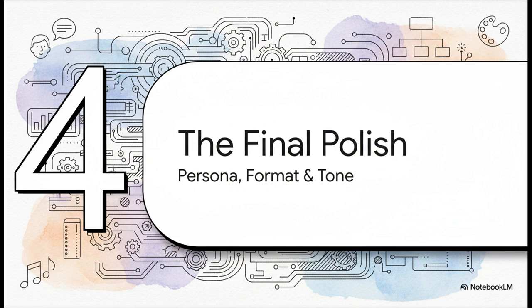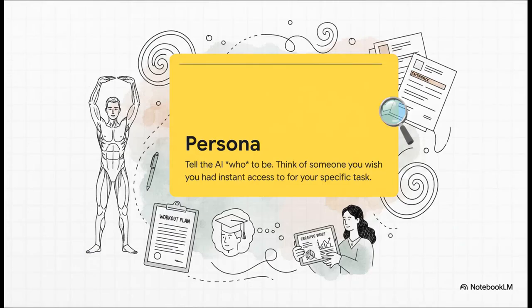These are those nice-to-haves that can really refine an AI's output and make it perfectly tailored to exactly what you need. First up is persona. This is where you tell the AI who it should be. The best way to think about this is to ask yourself, who is the one expert I wish I could talk to right now? It could be a physical therapist for a workout plan, an expert recruiter for resume advice, or a seasoned copywriter for marketing ideas.